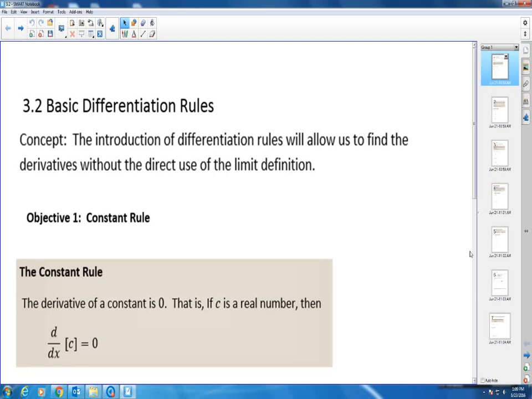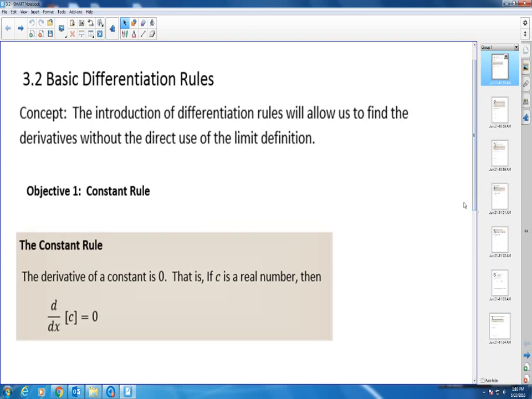Welcome to Calculus 1. In this video, we're going to talk about the basic differentiation rules. Now, the introduction of differentiation rules will allow us to find the derivative without directly using the limit definition.